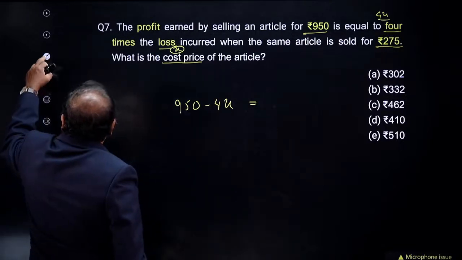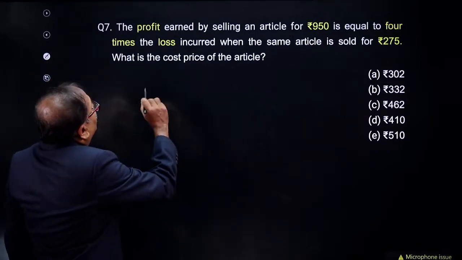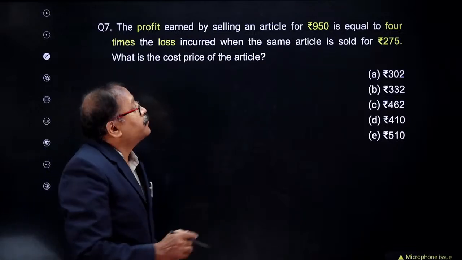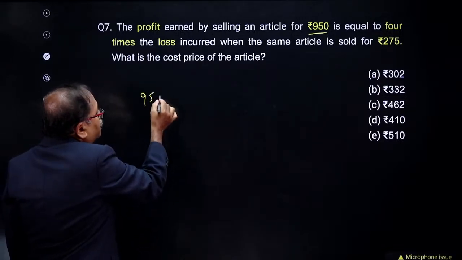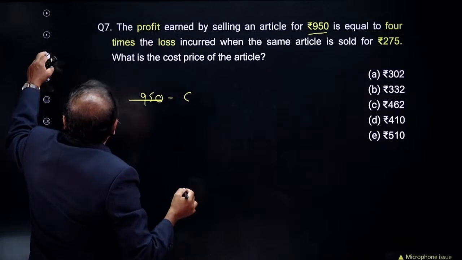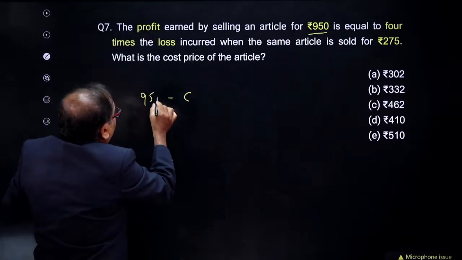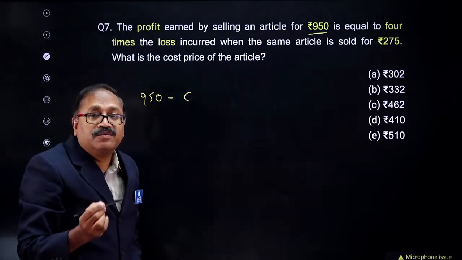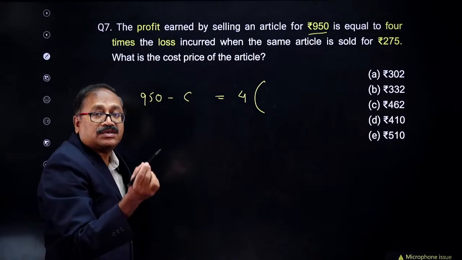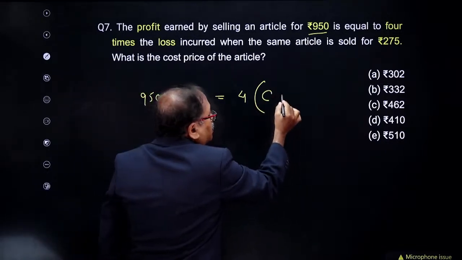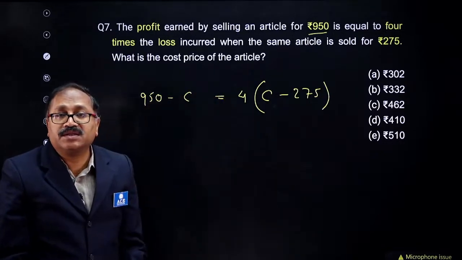There is another, a little easier way to understand this. I can write this one as the cost price. From here, if you take out the cost price, you will get the profit. So you can do 950 minus CP. In the case of 950 minus cost price, you will get the profit, and that profit is equal to 4 times the loss. And in case of loss, the cost price will be greater, so CP minus 275. This question can also be answered in this format.